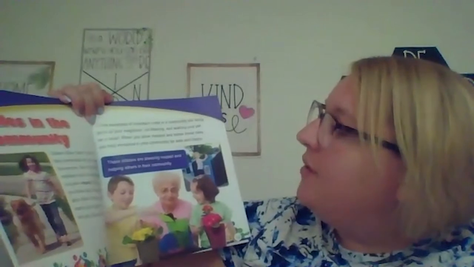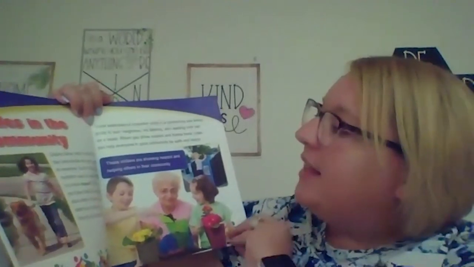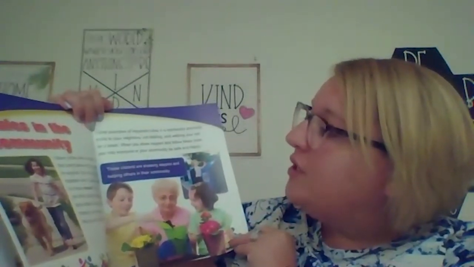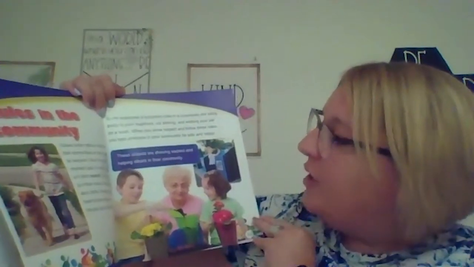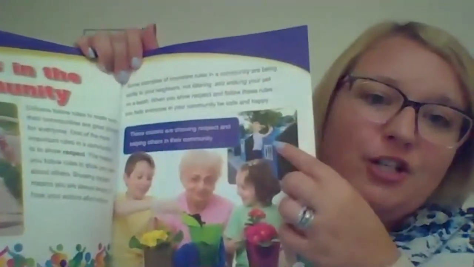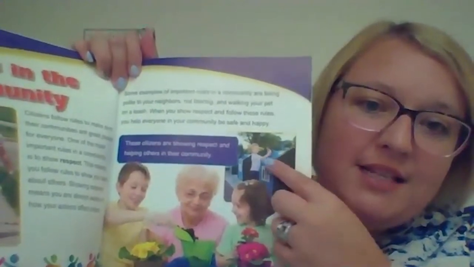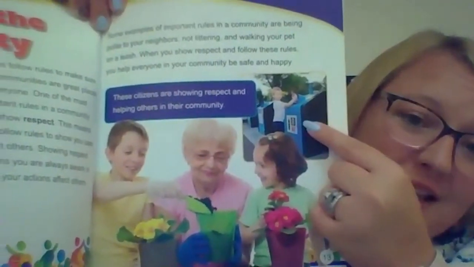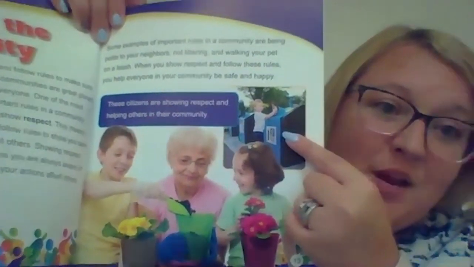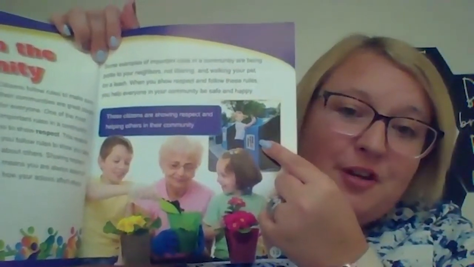Some examples of important rules in the community are being polite to your neighbors, not littering, and walking your pet on a leash. When you show respect and follow these rules, you help everyone in your community be safe and happy. So these citizens are showing respect and helping others in their community. So some ways that they're showing help and respect is they are picking up litter and recycling it. What a great way to show respect for your community.